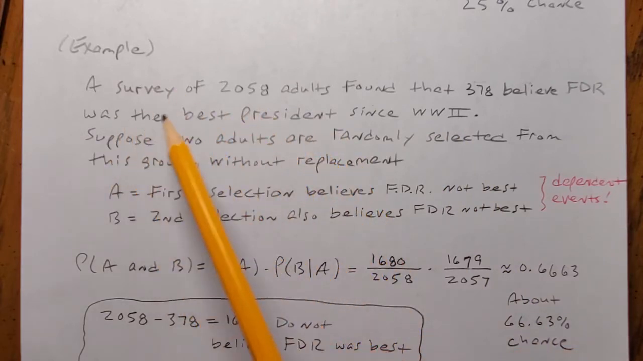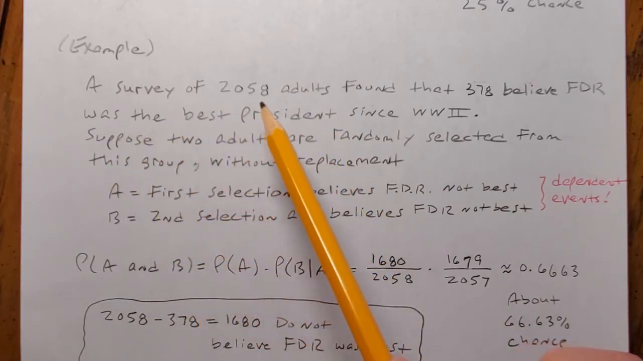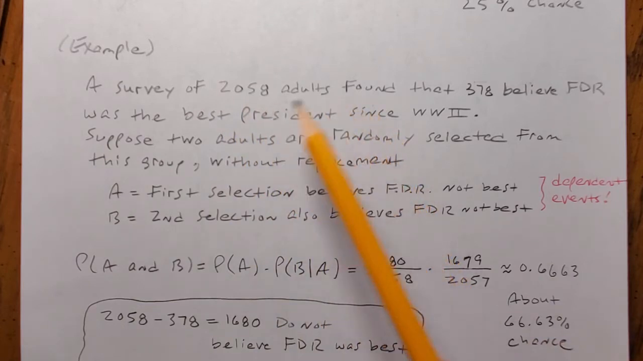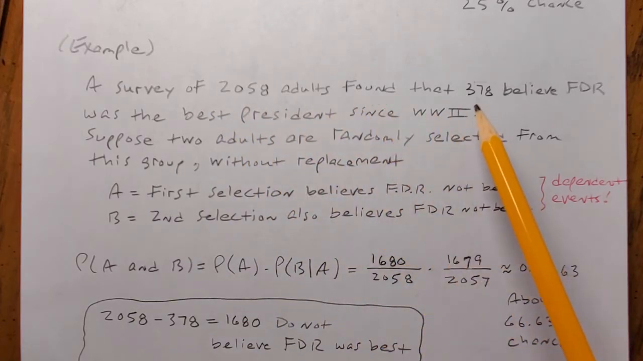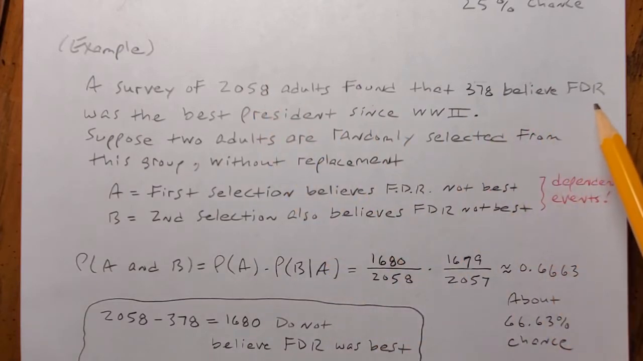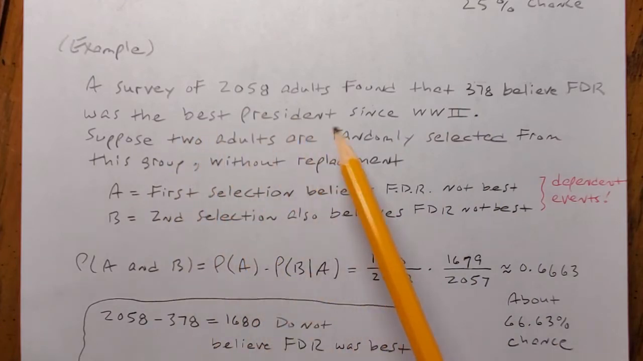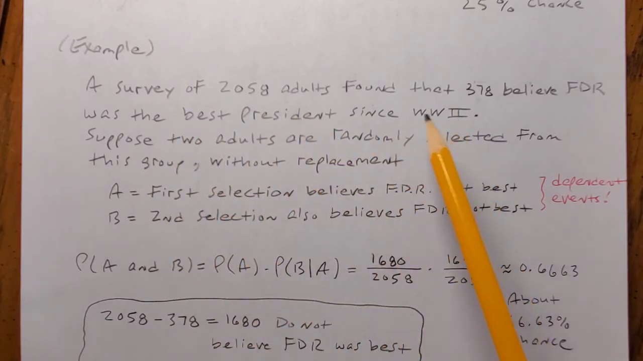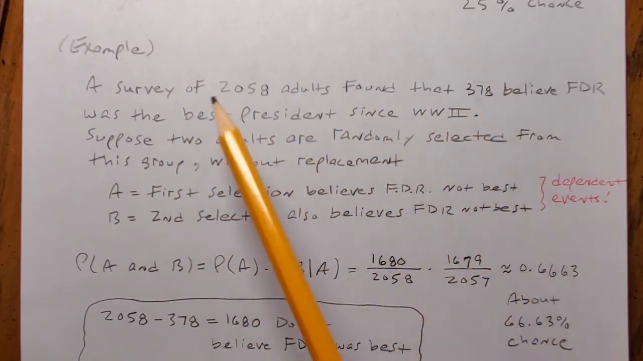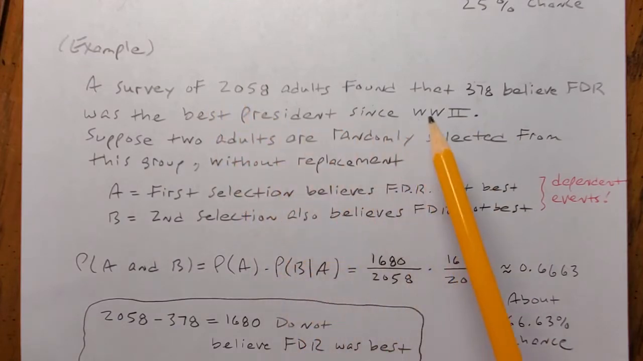But it goes like this. There's a survey of 2,058 adults. In that survey, we found that 378 of those adults believed that FDR, Franklin Delano Roosevelt, was the best president since World War II. So that's their opinion, right? 378 out of 2,058 thought he was the best president since World War II.